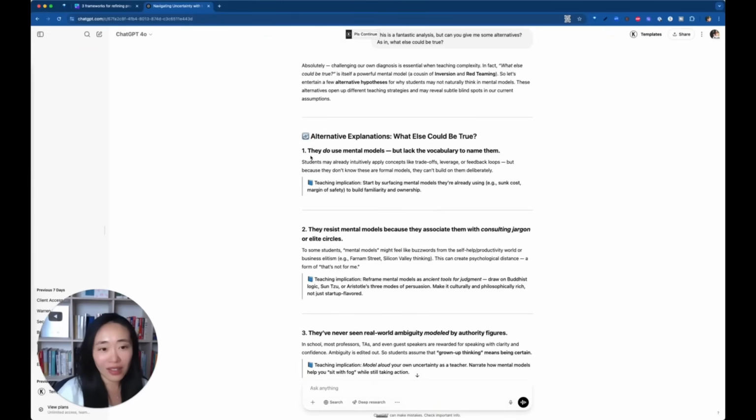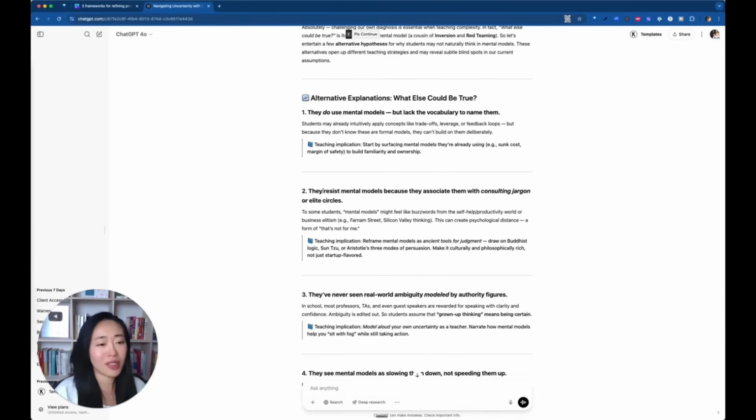Oh my gosh, I love this one already. They do use mental models, but lack the vocabulary to name them. And so a few of you who have attended my workshops or worked with me in my accelerator mentioned this, right? It's that, oh, now I know what to name it. And because I can name it, it becomes something easily recalled and I can build on it. Before, it was just, this was my process. I wasn't really aware of it. But now that I'm aware of it, I can do so much more with it. Fantastic.